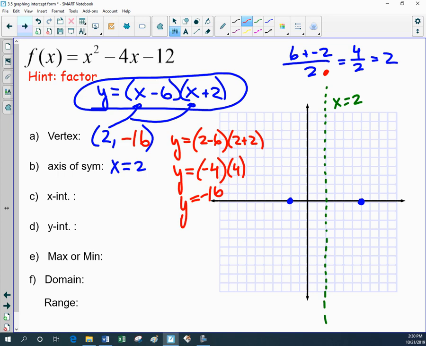The x-intercepts, we know that. Again, the y-intercepts, we can either get the y-intercept from graphing it, or we can find the y-intercept by plugging 0 in for x. So just go back to our original equation, plug 0 in for x, and solve for y.